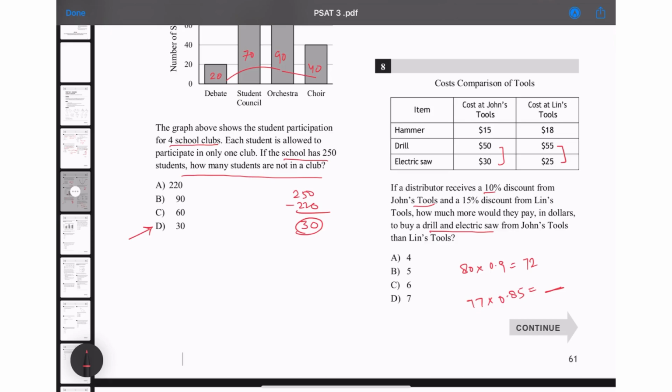I am opening the calculator on my own device, so you can also take it. 77 times 0.85 gives you 65.45. Now when I subtract it from 72, I get 6.55. So how much more would they pay in dollars to buy a drill and electric saw from John Tool than from Lynn's Tool? 6.55 will be rounded off to 7, so D is the answer.